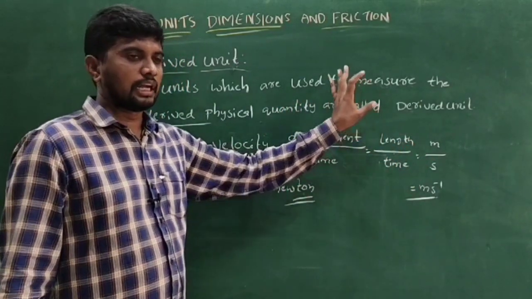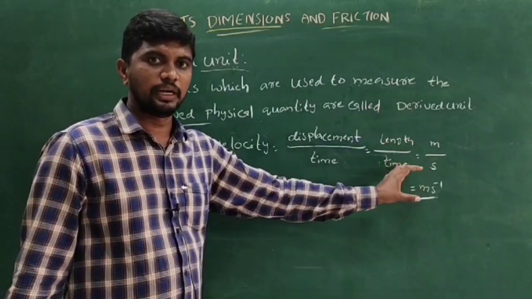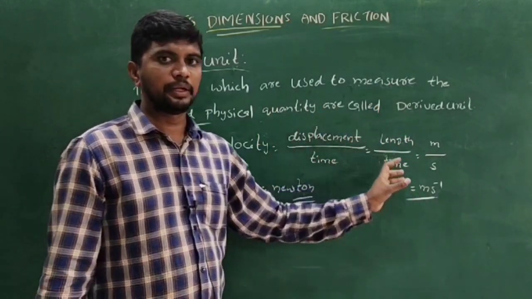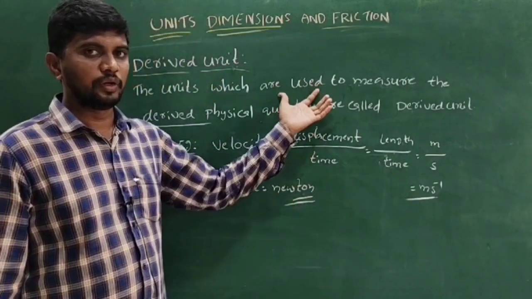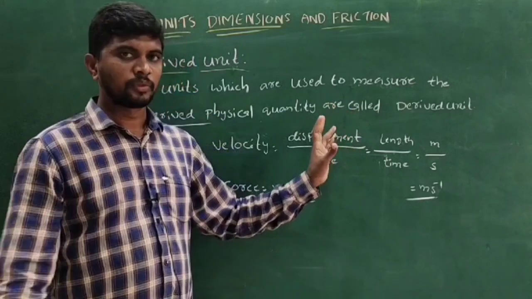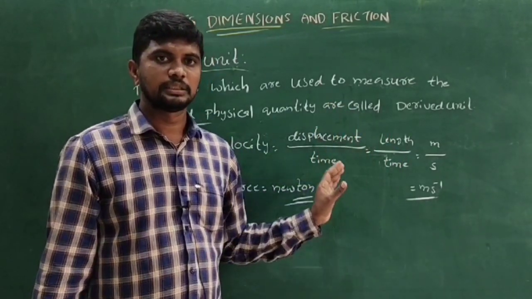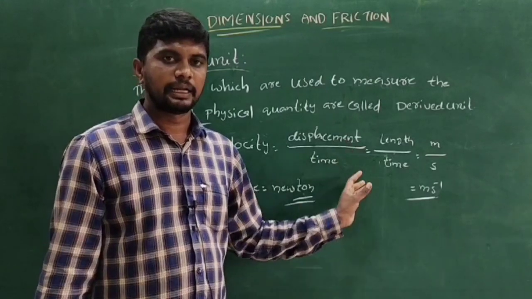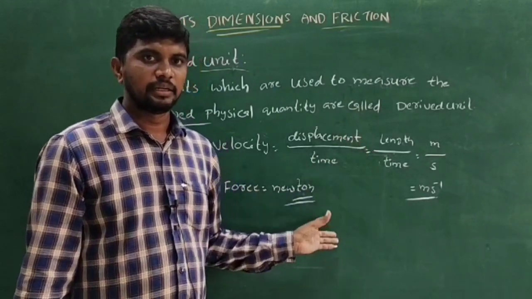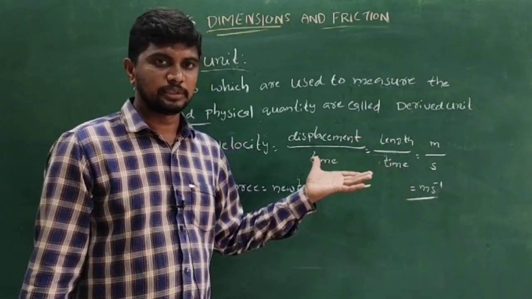The SI units are classified into three types. First one is base units or fundamental units. Second one is supplementary units. Third one is derived units. The first one is the most important. There are 7 base quantities: length, mass, time, temperature, electric current, luminous intensity of light, amount of substance. This is an important question for midterm exams and semester exams.